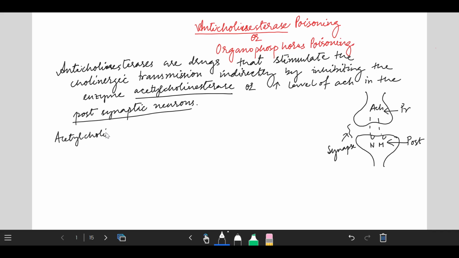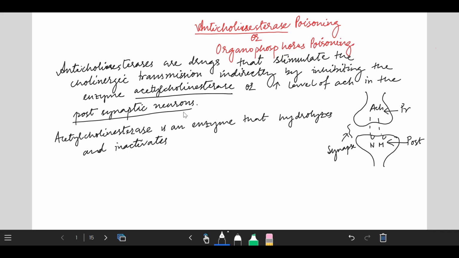So acetylcholinesterases are enzymes that hydrolyze and inactivate the acetylcholine in the synaptic cleft, in the autonomic nervous system, central nervous system, or neuromuscular junction of the somatic nervous system. Now, we will understand this through a diagram.